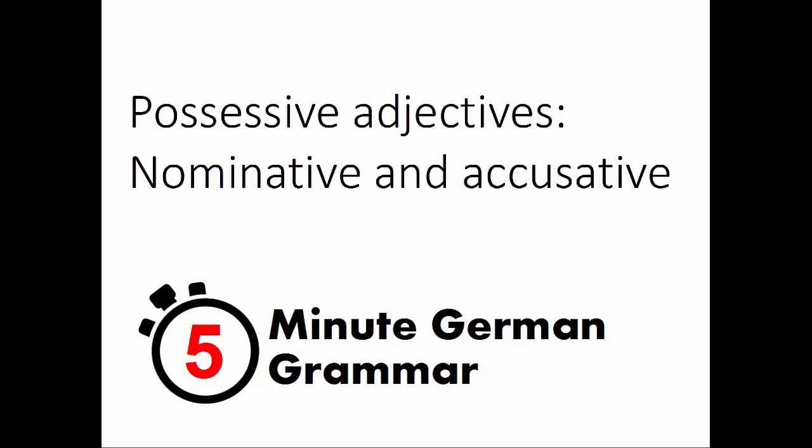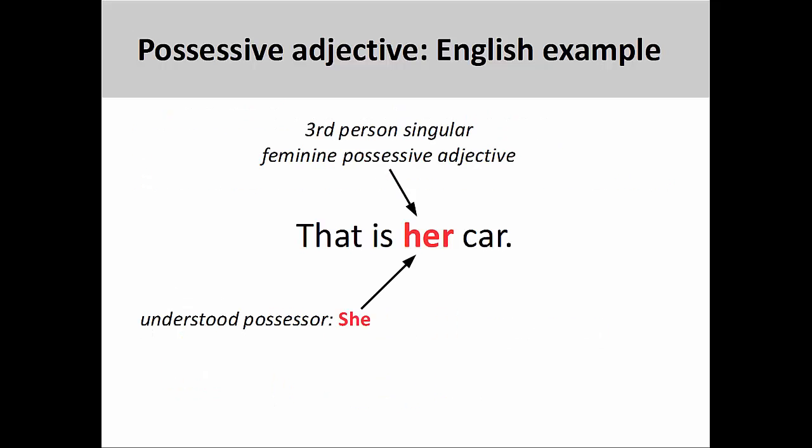Thank you for watching. This presentation will introduce possessive adjectives in the nominative and accusative cases. In English, an adjective shows ownership of something or a relationship between things. The possessive adjective must agree with the number, person, and, when applicable, gender of the possessor.